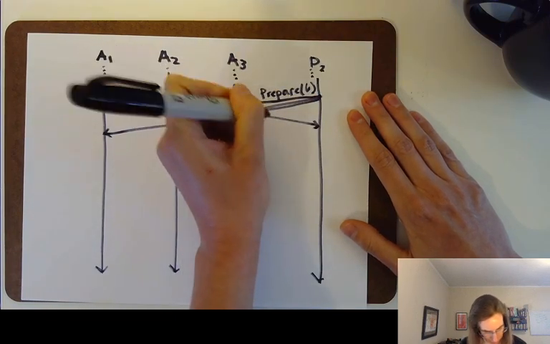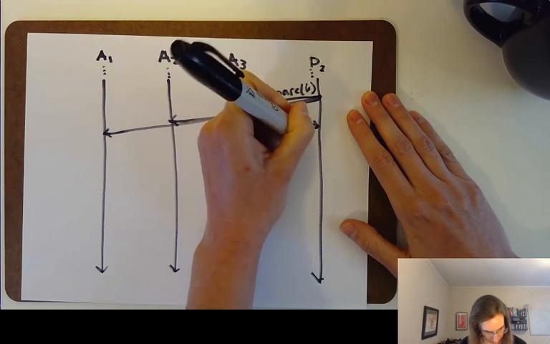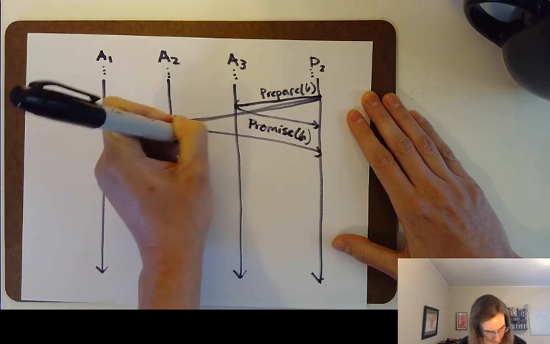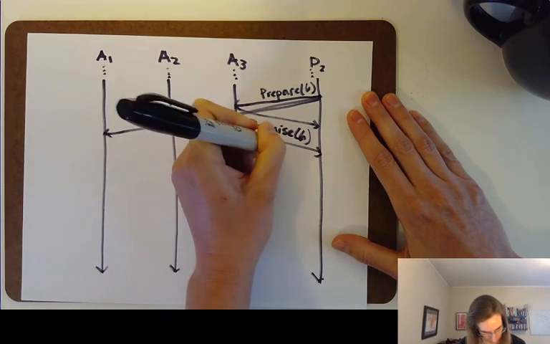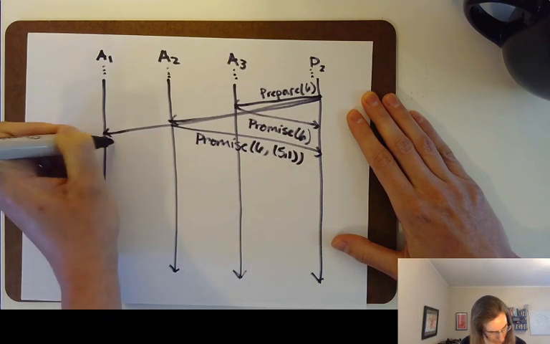It got back a promise 6 from A3, and it got back promise 6, 5, 1 from A2 and A1.